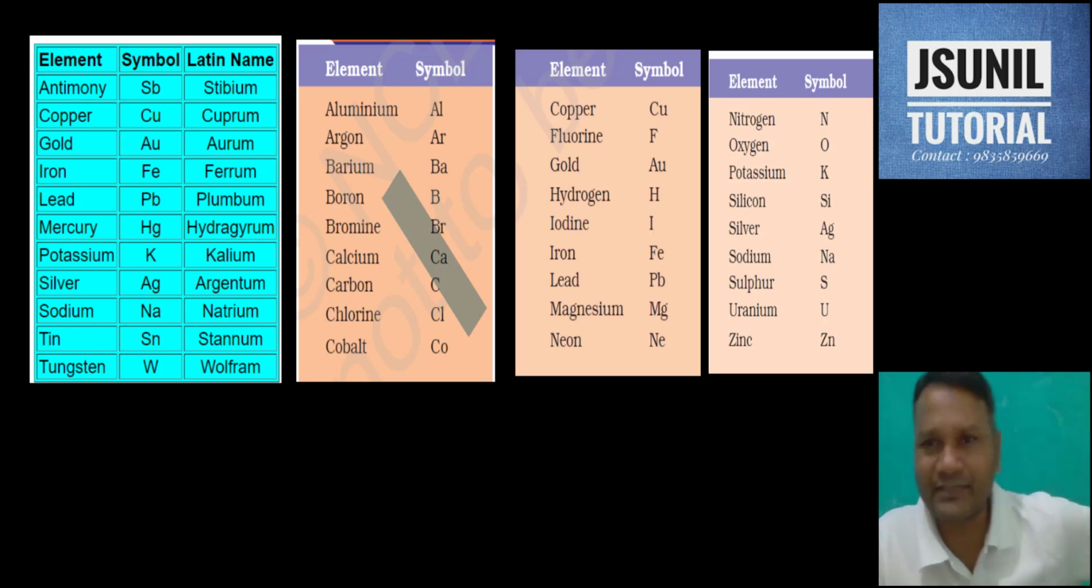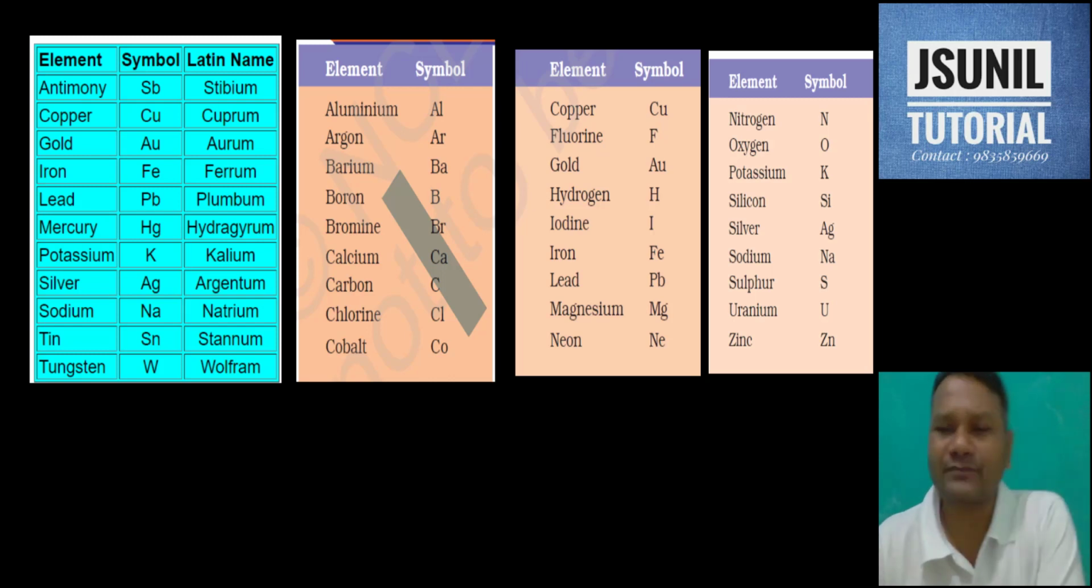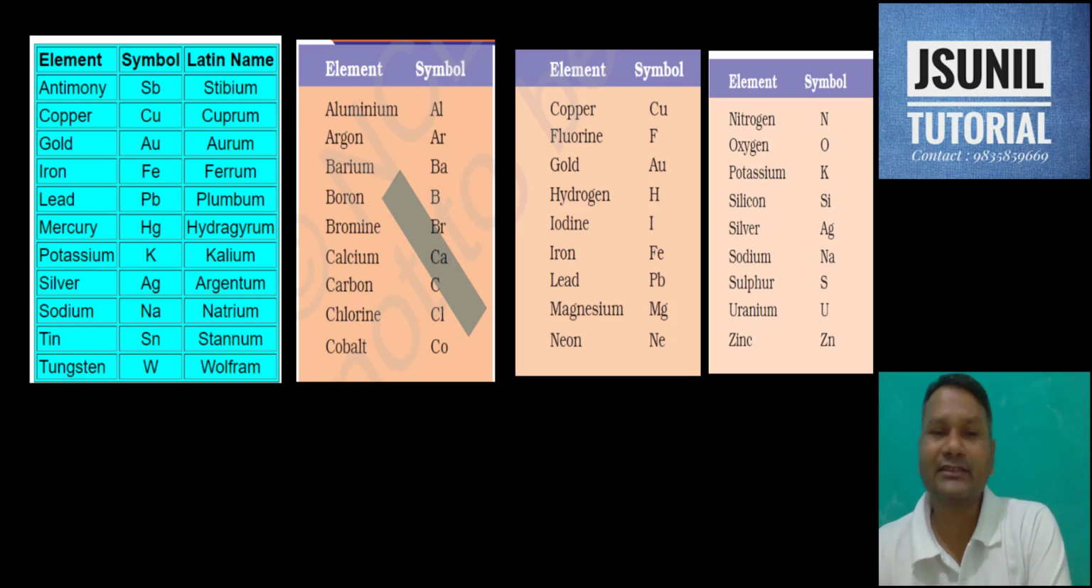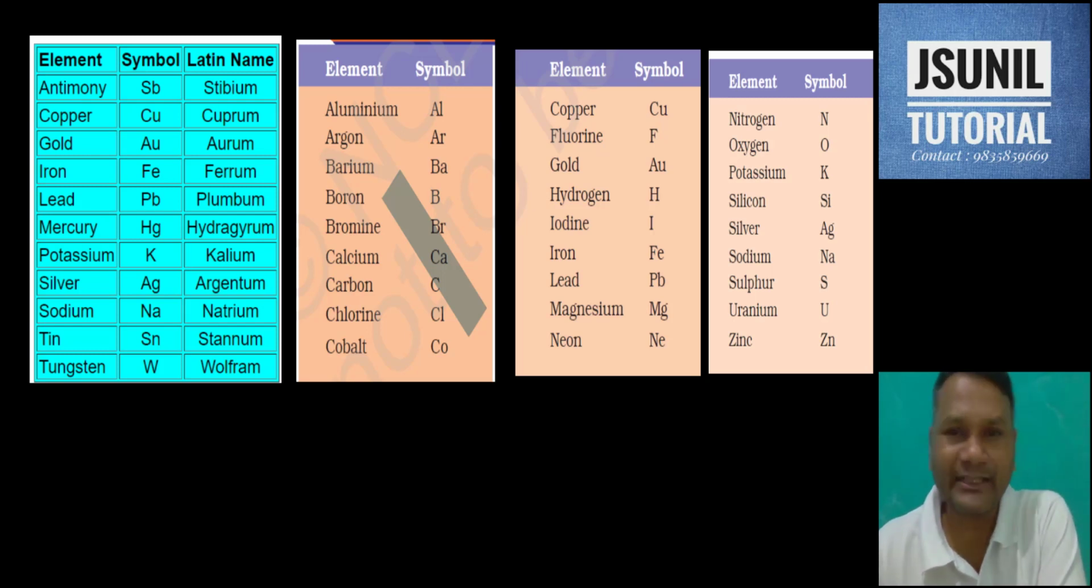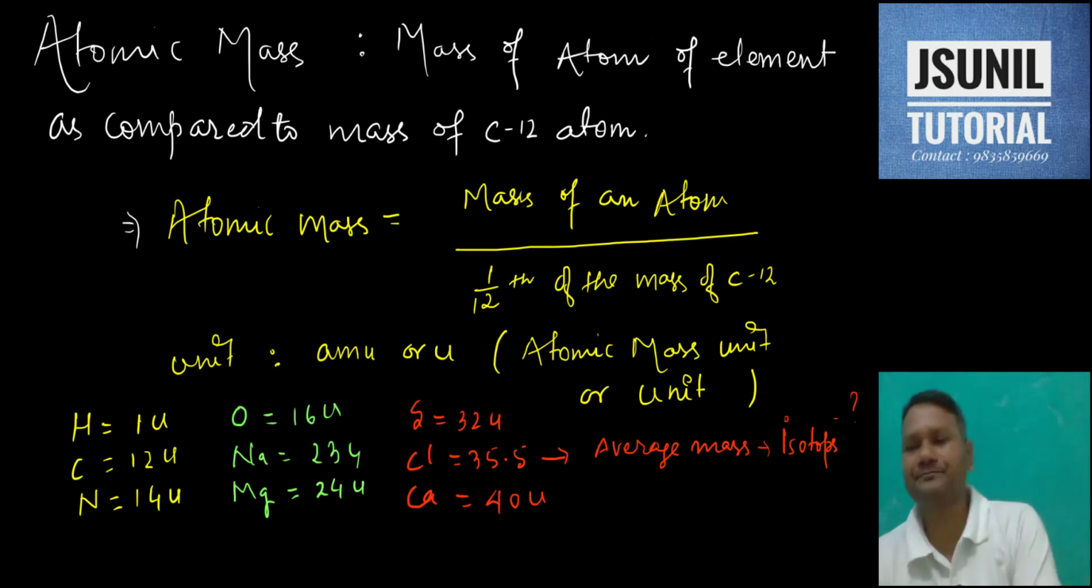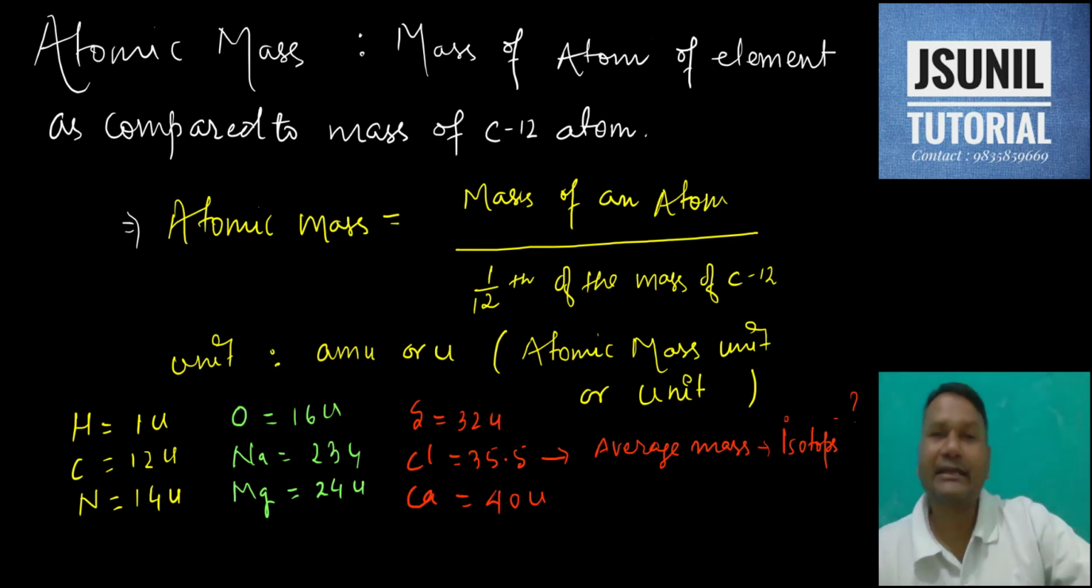But there are some names of elements which are very easy to memorize, like aluminium, Al, argon, Ar. Here is the list you should memorize. Try to memorize the symbols of the names of the elements. It means a symbol is the shorthand representation of the name of the element. Now, the next topic is atomic mass.